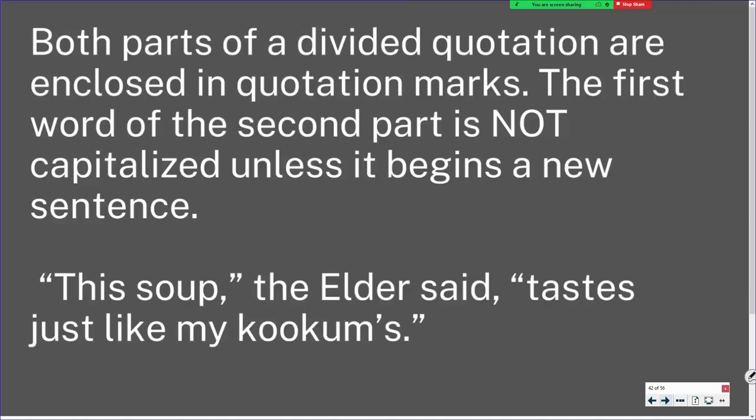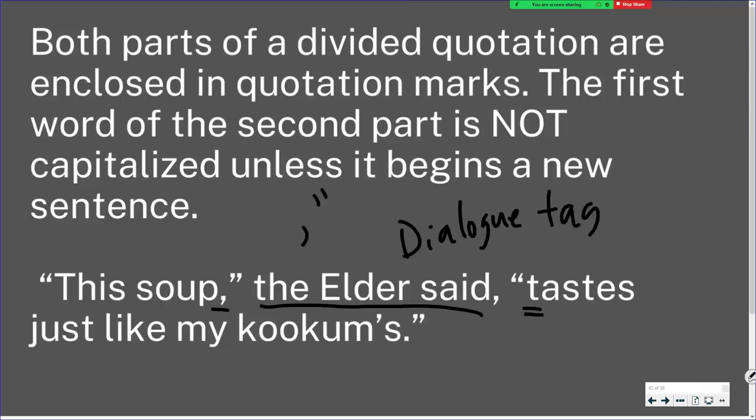So let's pay attention to the formatting here. The comma goes inside the quotation mark. So it's comma, then the quotation mark. The elder said, right? That is my dialogue tag or slug. Another comma, and then lowercase t, "tastes just like my kokum's," right? And again, we've got the period first, and then the quotation mark comes on the outside of the punctuation.